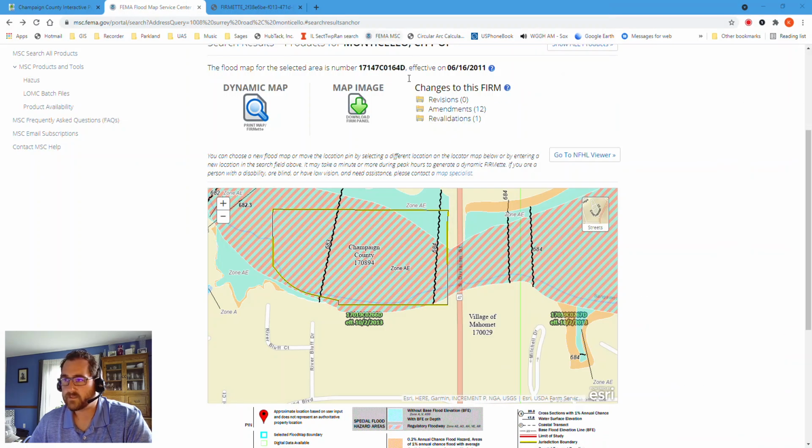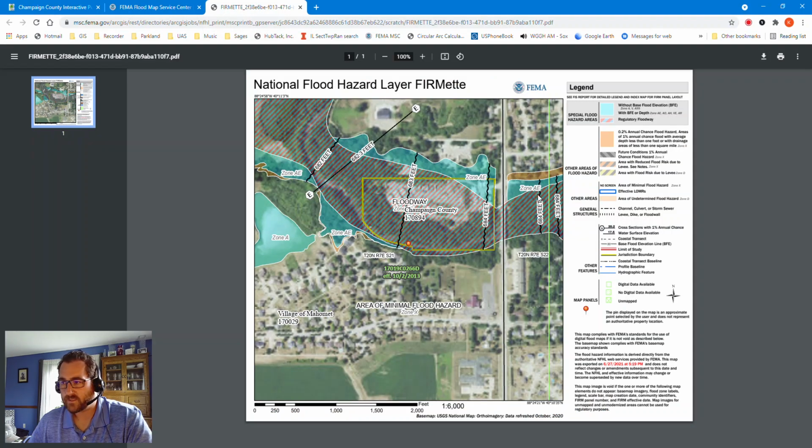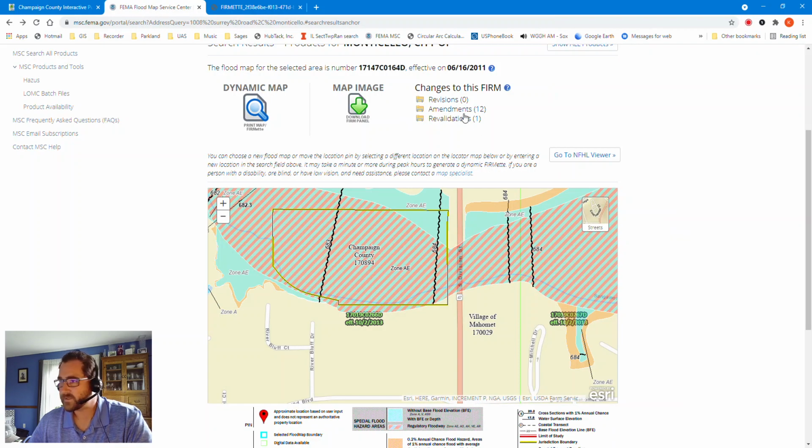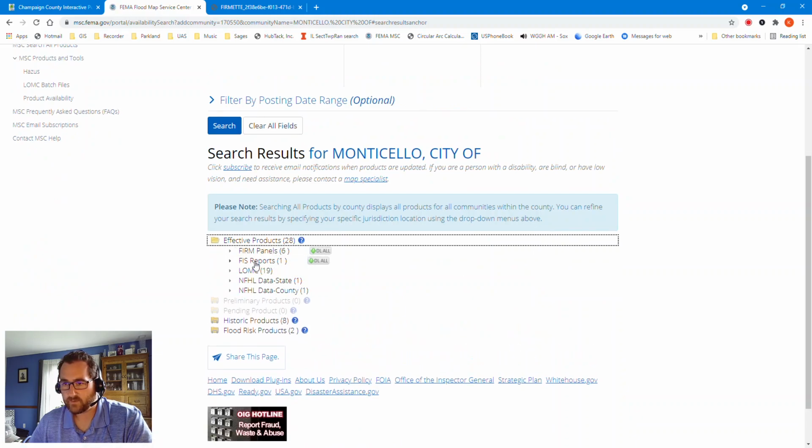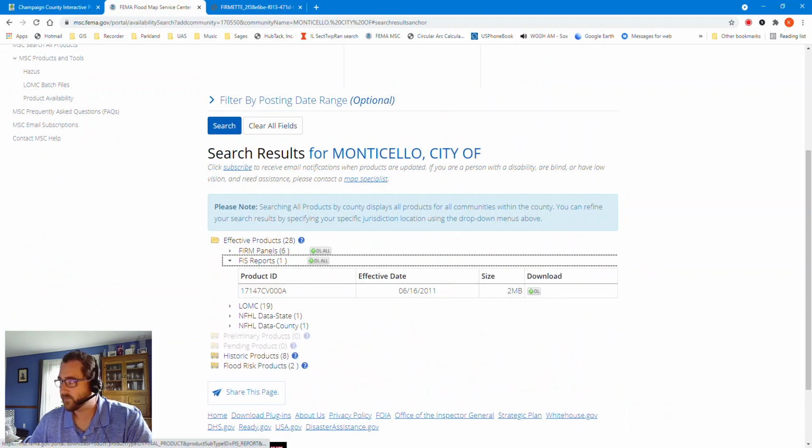I actually grabbed this by coming in here. If we're at the MSC, if you go here, you get the dynamic map, and I've already grabbed that. This is going to be the FIRMette. This has to be included with most flood certificate submittals. It tells about where the property is and where the flood zones come up to. But we can actually get the flood insurance study from this as well. Come up here, go to show all products, and then the next screen should pop up, and we can get the effective products, FIS. We can download that, and that's what I have here.